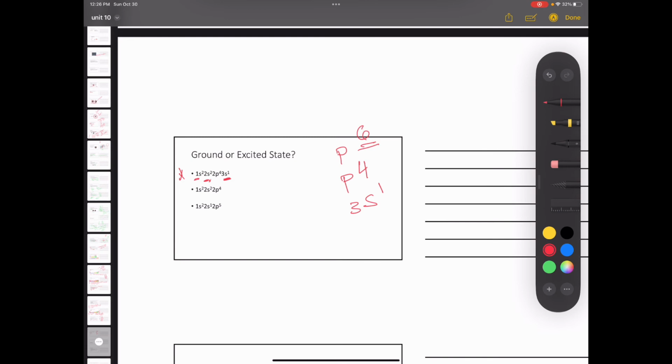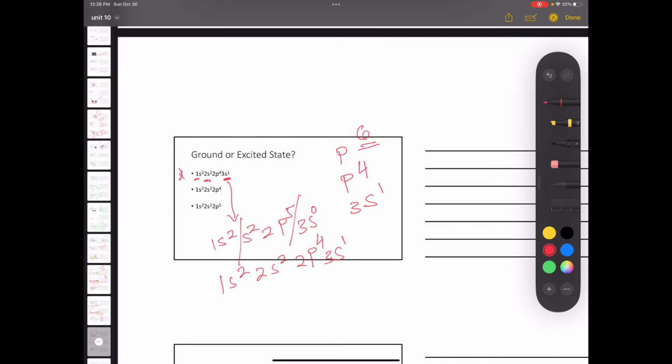Does that make sense? Because ideally, what this one should look like is 1s2, 2s2, 2p5, and the 3s will have 0 electrons. But what happened here, with 1s2, 2s2, 2p4, is that one of those electrons was excited and took a new position in the s sublevel in the third principal energy level.